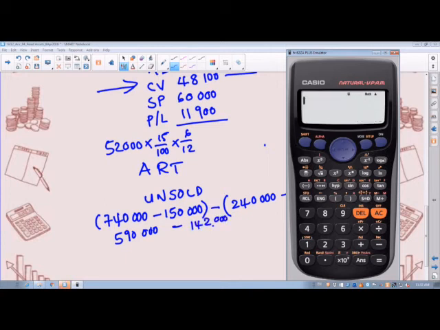Okay, now we say 590,000 minus 142,000. Why? Cost price minus accumulated depreciation gives me a figure of 448,000, which is my carrying value. Okay. A, we've got rate 15 over 100 times my time.